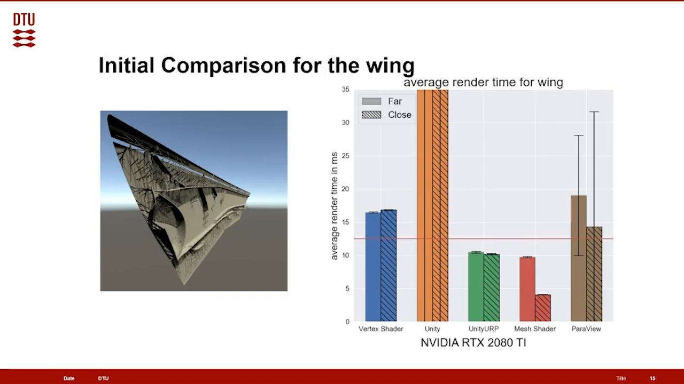So when we inspect larger geometric meshes, we start seeing the mesh shading pipeline do better, especially compared to Unity. We beat Unity. I would say we're on par when we look at it far away, and when we look at it up close, we're actually twice as fast as Unity.